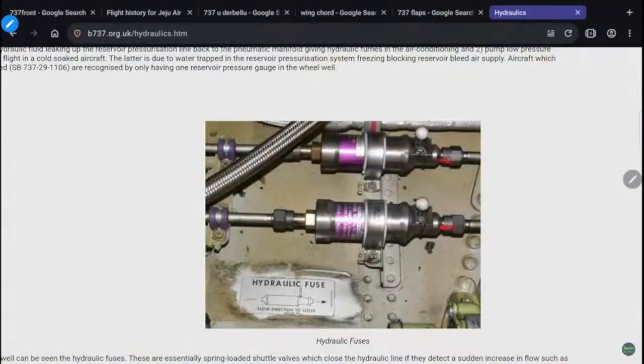Now, with hydraulics, there's two things to keep in mind. One is the fluid itself. If you were to shear one of the hydraulic lines and lose hydraulic fluid, then a pump wouldn't help you because you would lose hydraulic fluid, right? But that's why most modern aircraft have what's called hydraulic fuses, kind of like a fuse in an electric system. If it detects a really high level of flow, it'll shut off and restrict to minimize how much of the hydraulic fluid is lost.